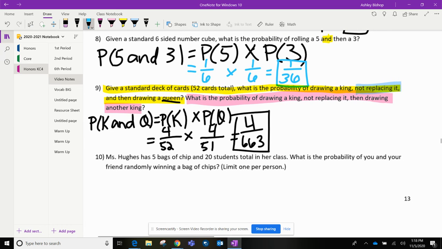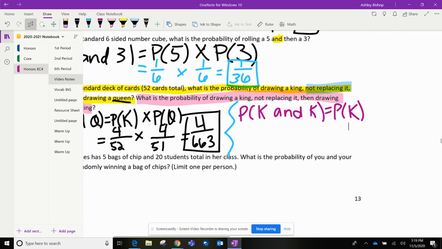Now, this next question's a little bit different, and it's a completely different problem, so we're going to start fresh. Now, what is the probability of drawing a king, not replacing it, and then drawing another king? And again, if you're not sure where to start, just start with your equation. The probability of getting a king and a king is equal to the probability of getting your first king times your probability of getting your second king.